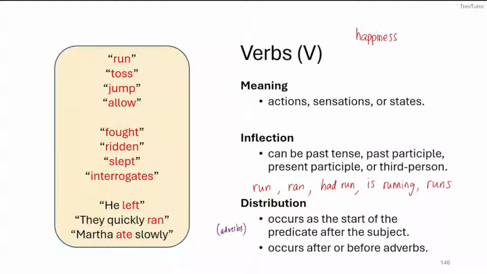So he left. Left is our predicate. That's going to be our verb. They quickly ran. Here we have quickly. It's an adverb modifying ran, but ran is the main action there. And for Martha ate slowly, we see another case where the adverb is coming after this time.